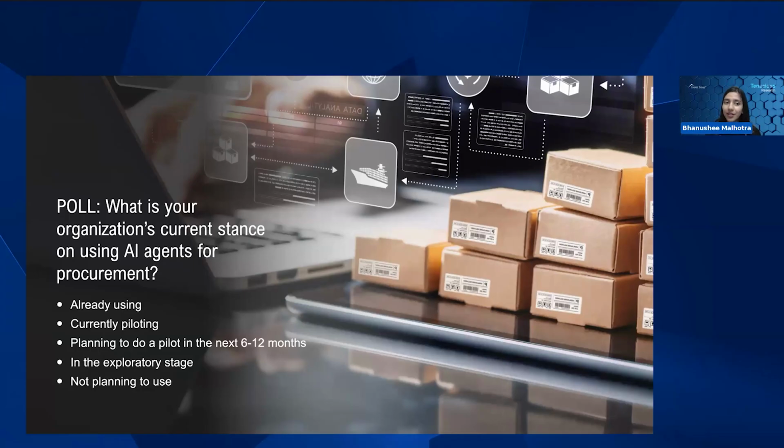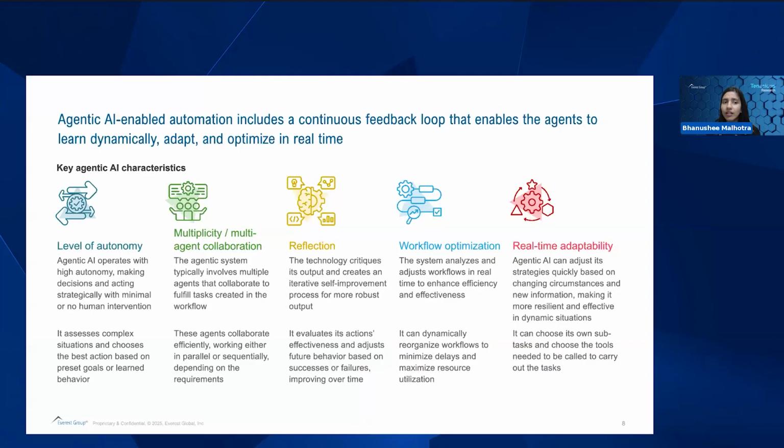But what we will do now is jump to the next section, right, in which we're going to give you what characteristics we see agents having. What are the typical characteristics we see in the market, which are actually best in class for agents?